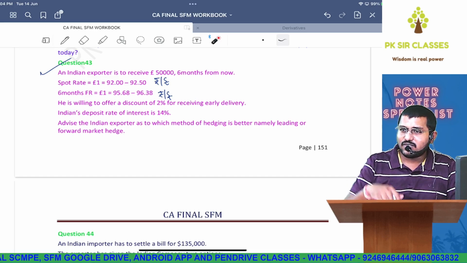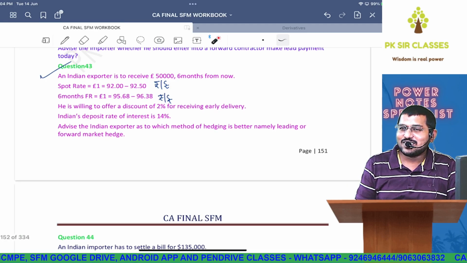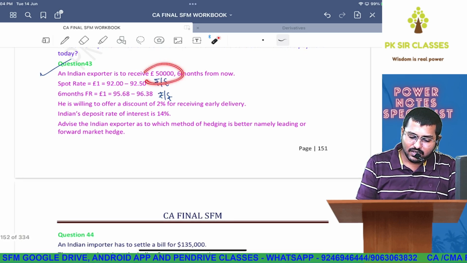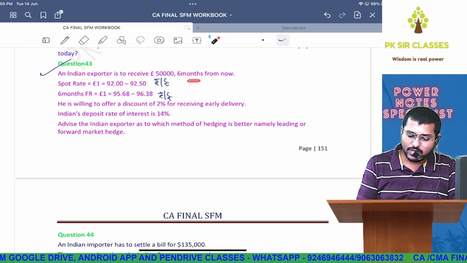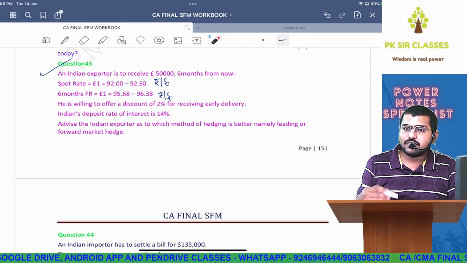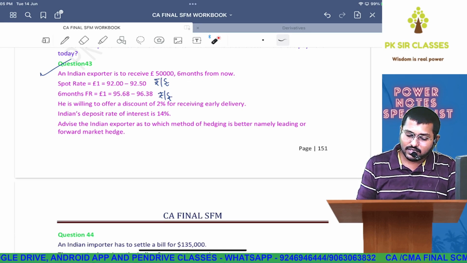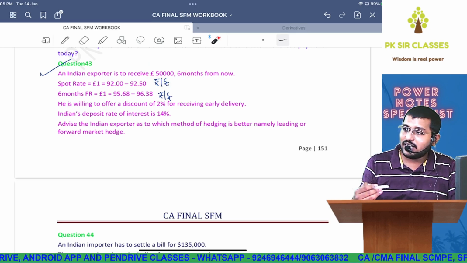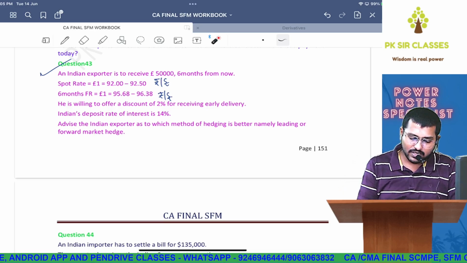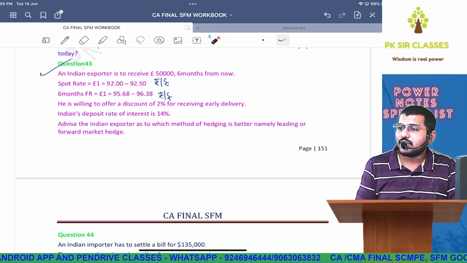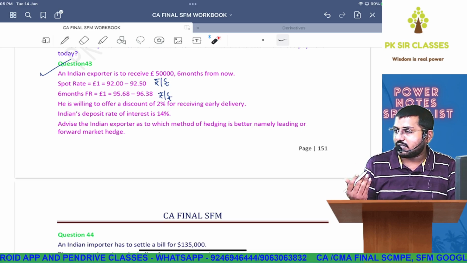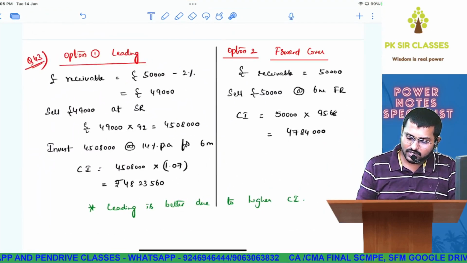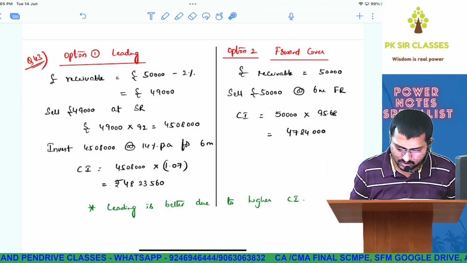That 3 months, 6 months I've already changed. Okay, now see. Here you're going to receive this 50,000 after how many months? 6 months. So today itself I'll enter into a forward contract saying that after 6 months I'm going to receive 50,000 pounds. Therefore I will be selling these pounds to you at what rate? 95.68. I'll be selling and the bank will be buying. So that's what we have done here, at 95.68. We got the answer.